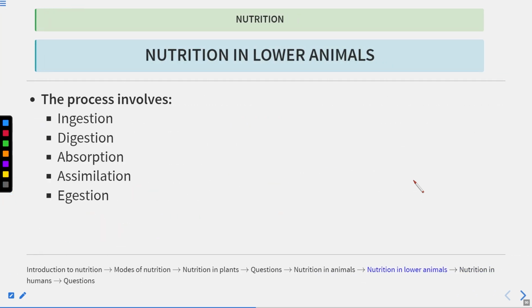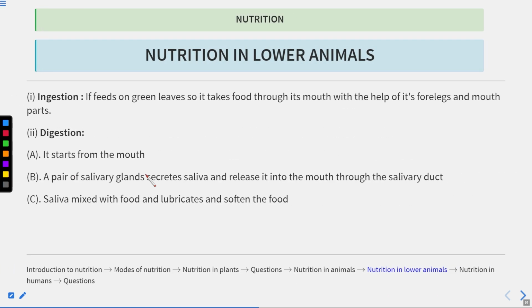Now this I have already told you, the process of digestion involves ingestion, digestion, absorption, assimilation, and egestion. So let's talk about ingestion first. Grasshopper feeds on green leaves. What is ingestion? It is the uptake of food through the mouth. So grasshopper eats green leaves. It takes food through its mouth with the help of its forelegs and mouth parts. This process is known as ingestion.